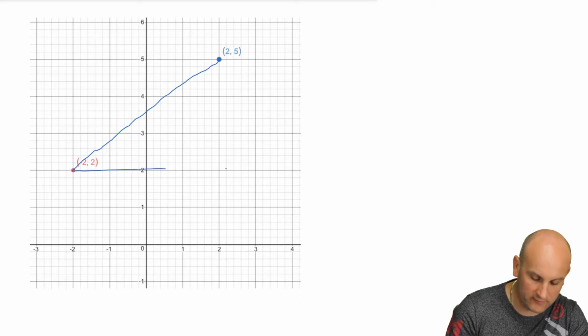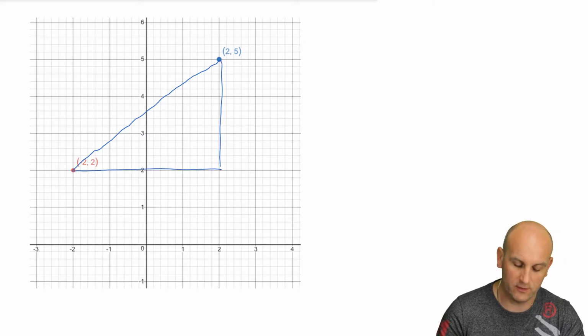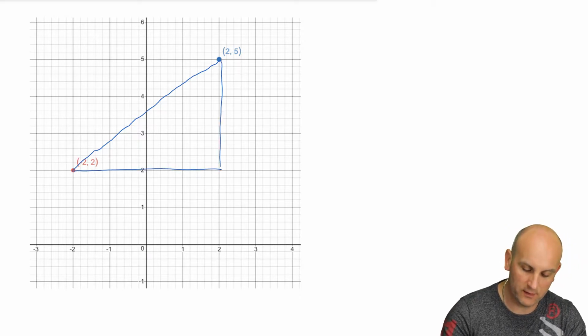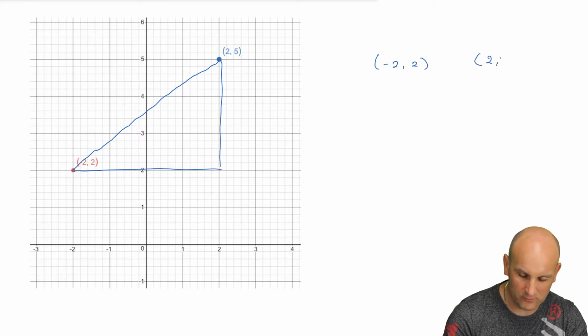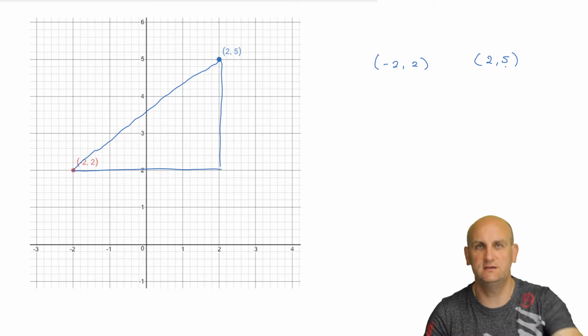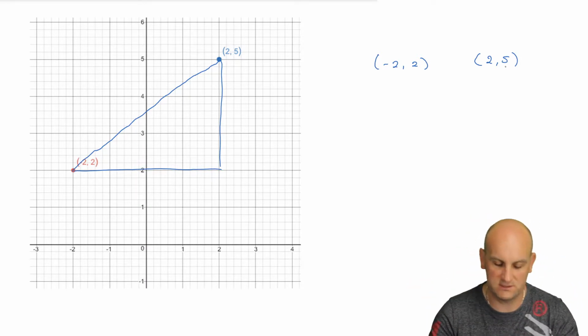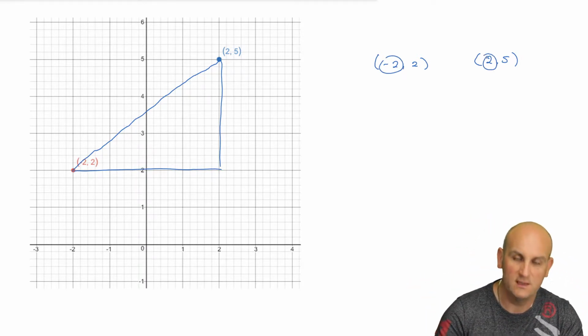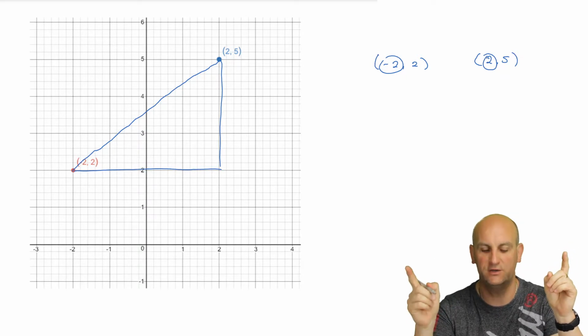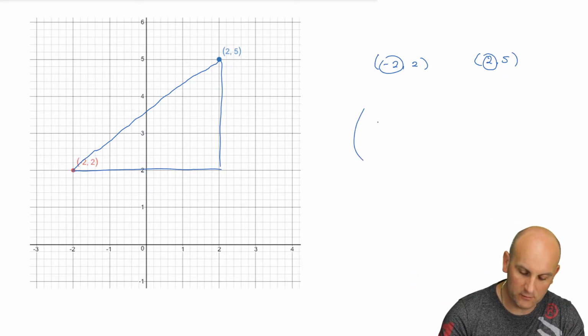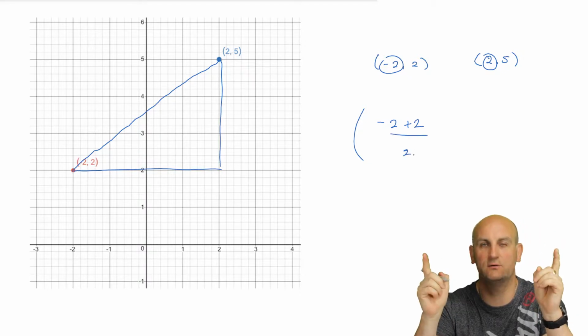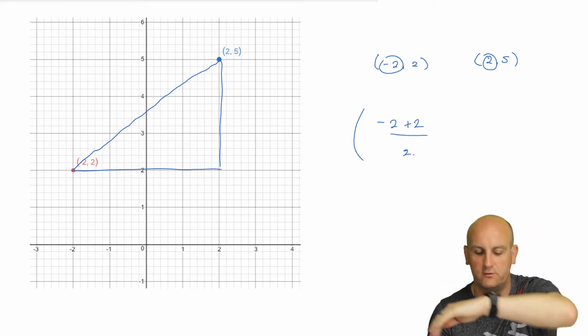So if I look across here, here is my right angle triangle. So I now know that I've got my coordinate points as minus 2, 2, and 2, 5. The first thing I need to do is find halfway across horizontally. Well, I know my horizontal coordinates start at -2 and finish at 2. So I'm now going to do minus 2 plus 2 and halve it. I'm going to take my 2 x coordinates and halve it because I know it's going to be halfway across there.